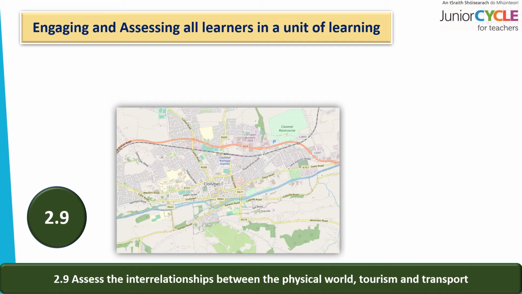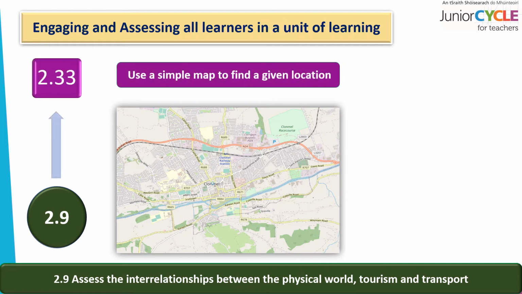Students engaging with Level 3 could identify and locate tourist attractions on the map and examine how the physical landscape has helped the development of tourism in the area. For students experiencing their learning at Level 2, they could engage with Learning Outcome 2.33 from the PLU Numeracy, which requires students to use a simple map to find a given location.